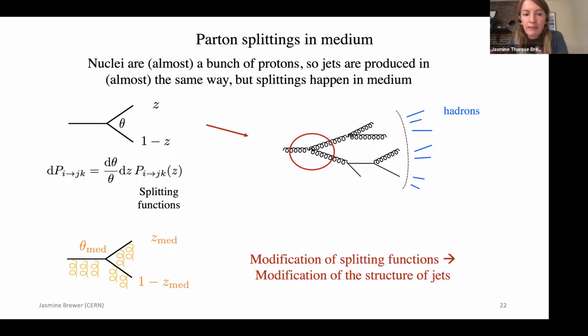But the basic point you need to take away for this talk is just that those interactions with the medium can change these angle, or the probability distributions as a function of these angles and momentum sharing. So by changing these splitting functions through interactions with the medium, you also change the structure of the jets that are produced from those splitting functions, and can try to use that to back out what the structure of these interactions with the medium was.